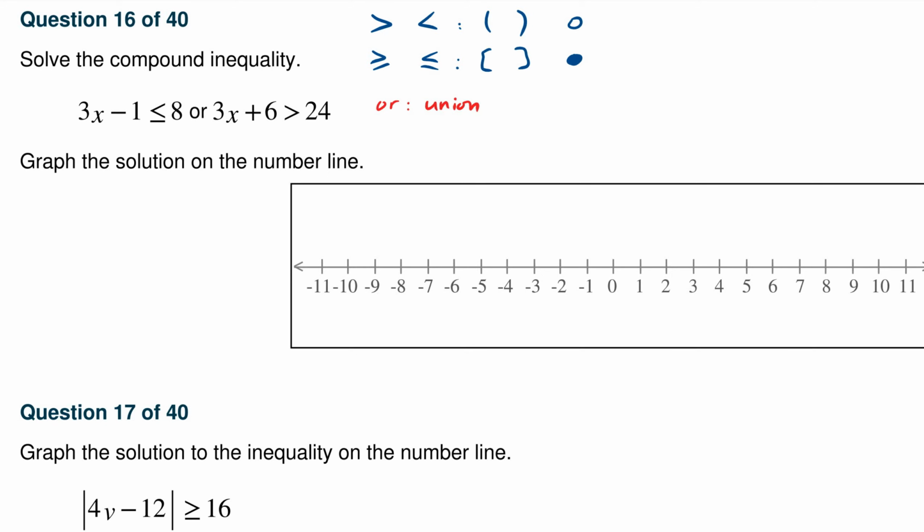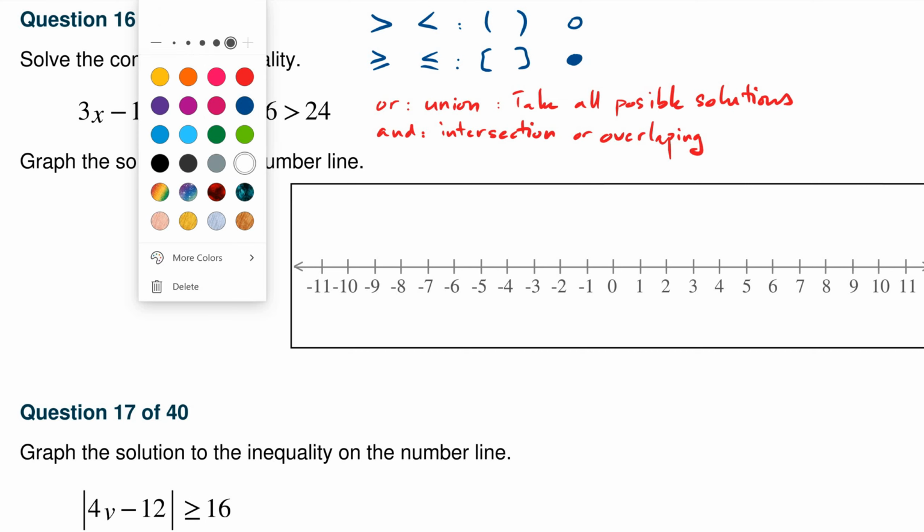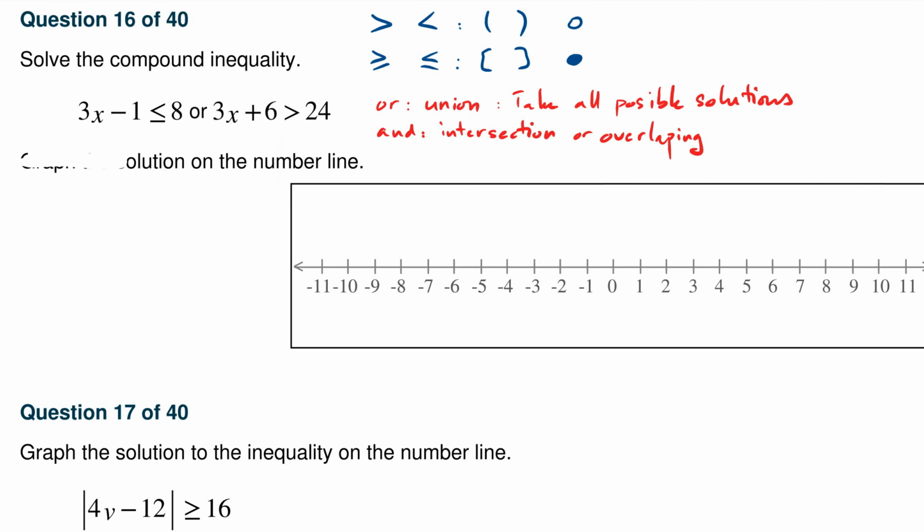Or means union. With union, we're going to take all possible solutions. And with and, we're going to take the intersection, or the overlap, or overlapping. Alright, so we're going to look at the first problem. I'm going to erase, and then we graph the solution after we're done.